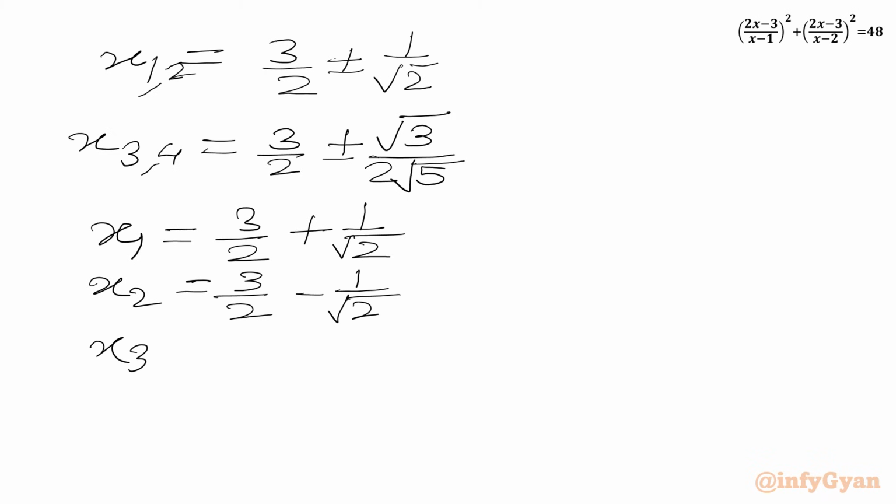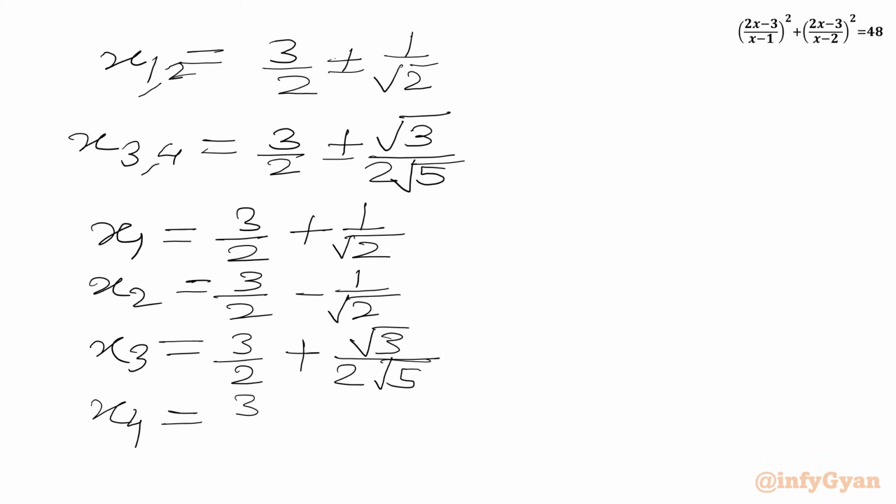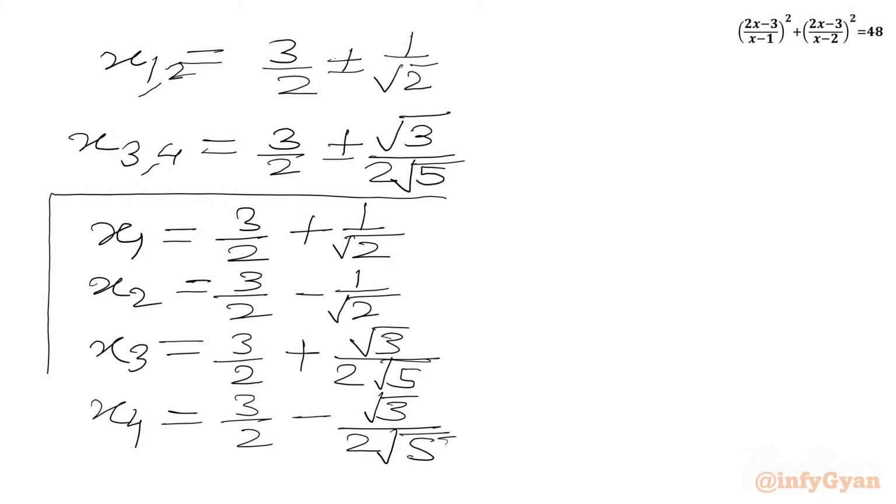x3 equal to 3 over 2 plus root 3 over 2 times square root 5. And x4 we can write here 3 over 2 minus root 3 over 2 times square root 5. So here we have 4 x values.